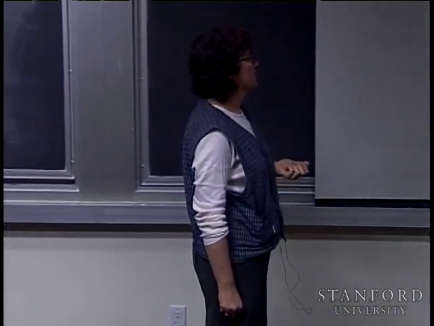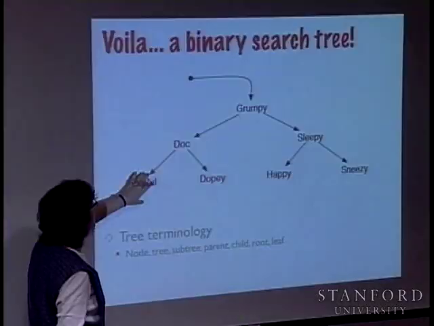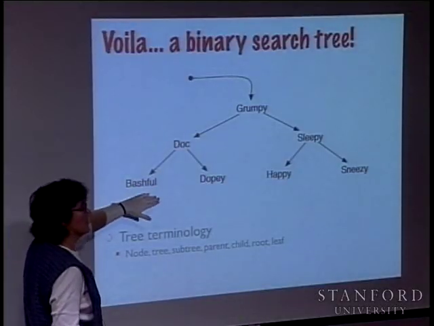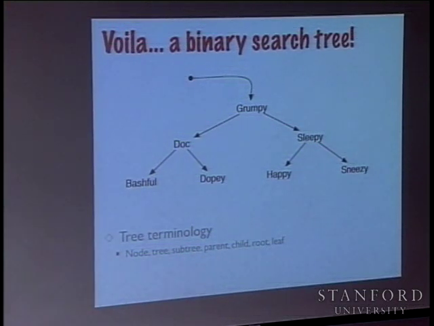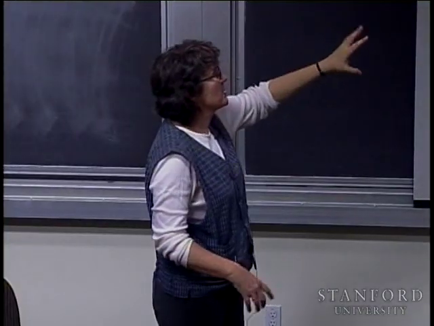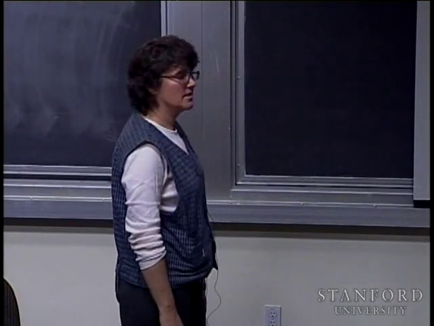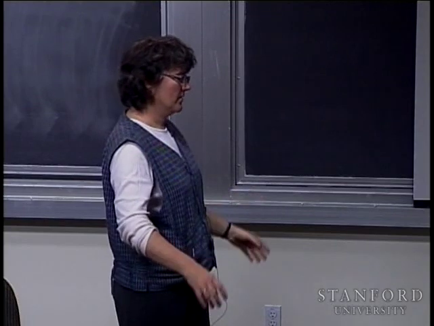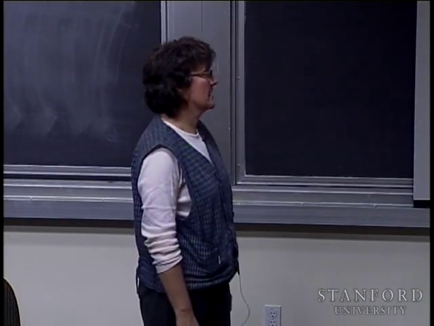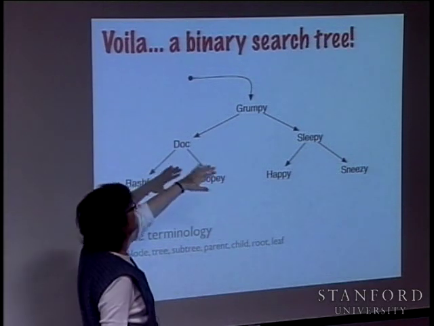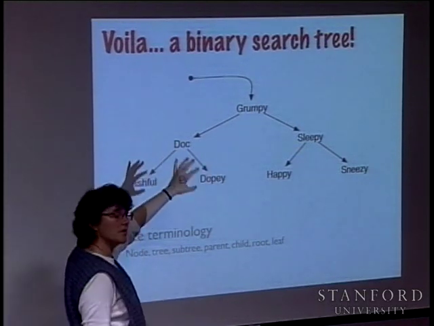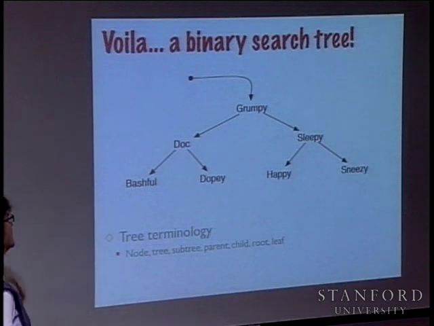A singleton tree would be a pointer to a single node that has left and right subtrees that are both empty, or both null. So Bashful by itself is a singleton tree, a pointer into Bashful. When we talk about subtrees, looking at the top, Grumpy has two subtrees, its left and right, that themselves are just smaller forms of the same recursive structure. And then we would say that Grumpy is the parent of Doc and Sleepy. So those are the two child nodes. Sometimes we'll call them the left child and the right child.